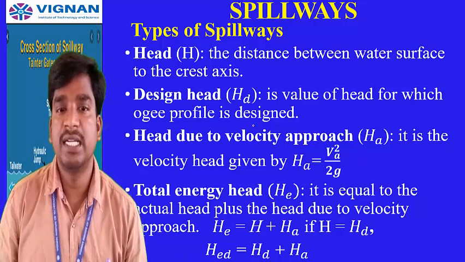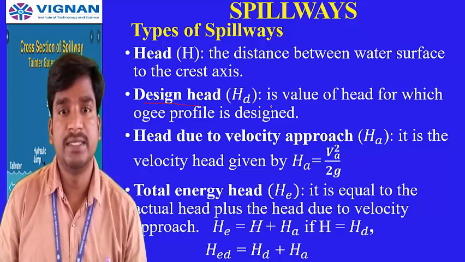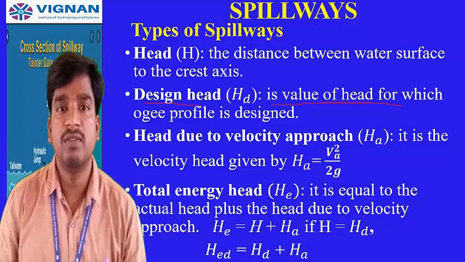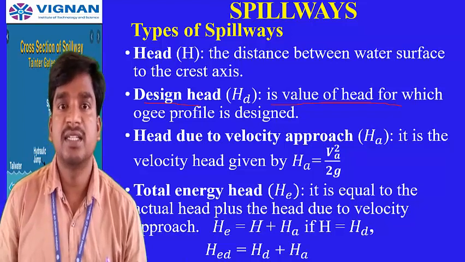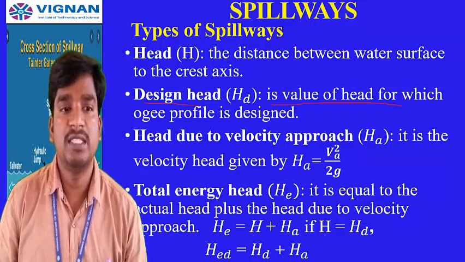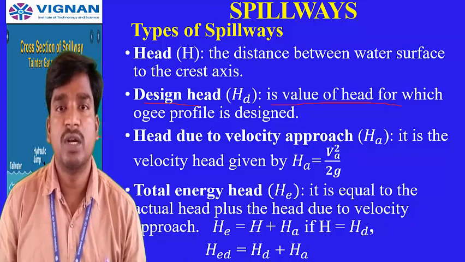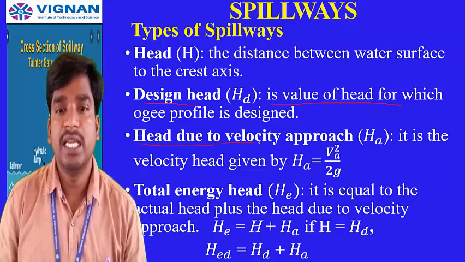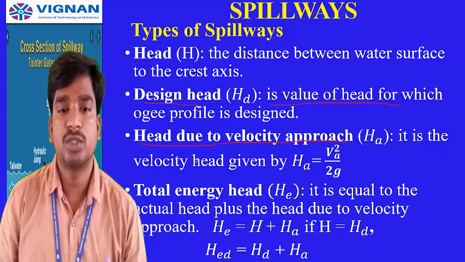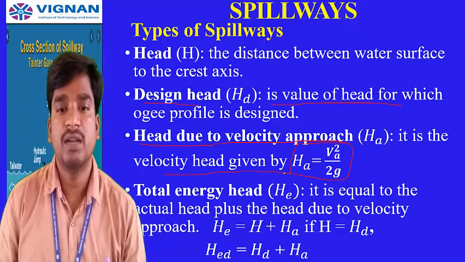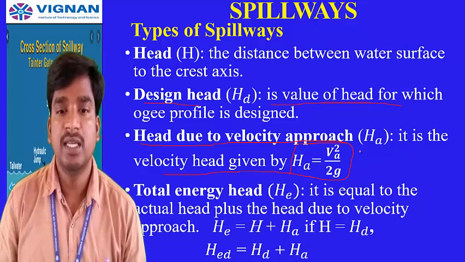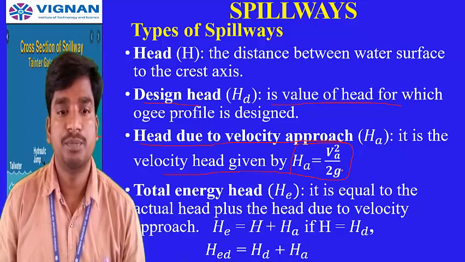Similarly, what is design head? Design head is the value of the head for which the ogee spillway is designed. Whatever head the spillway is designed for is considered the design head. Now coming to the third one, what is head due to velocity of approach? It is the velocity head given by the equation Ha equals Va squared by 2g, where Va is the approach velocity and g is the gravitational acceleration.